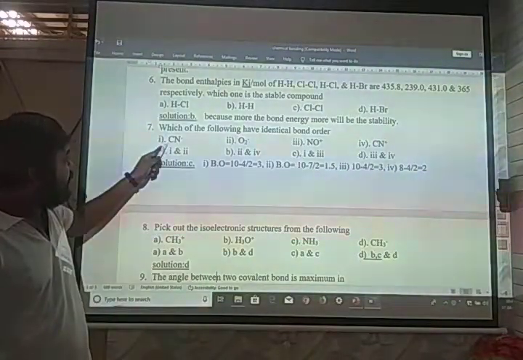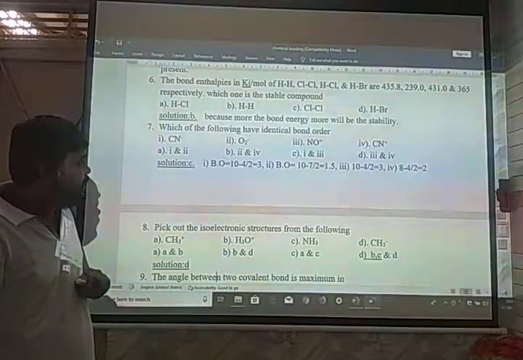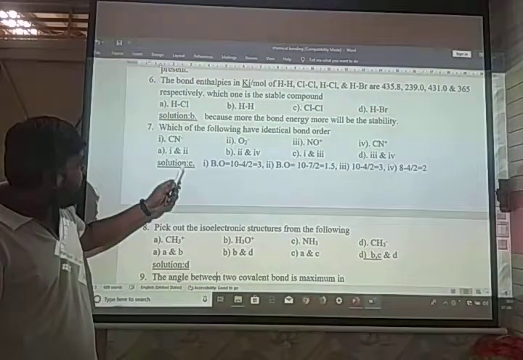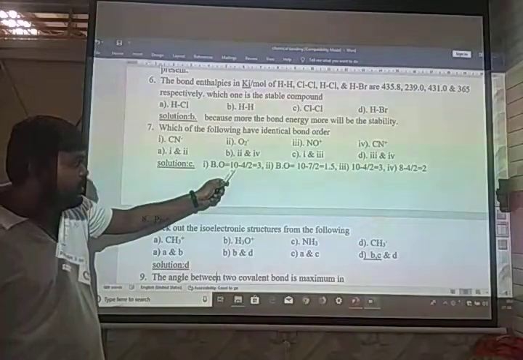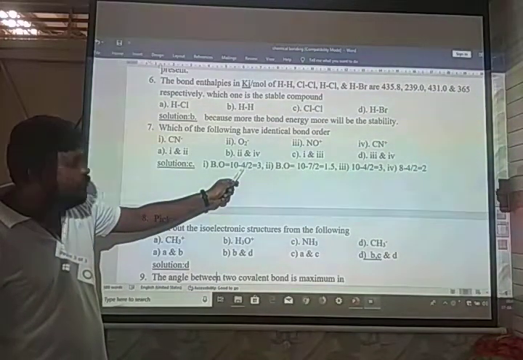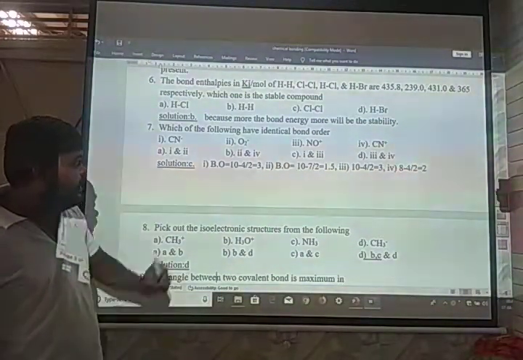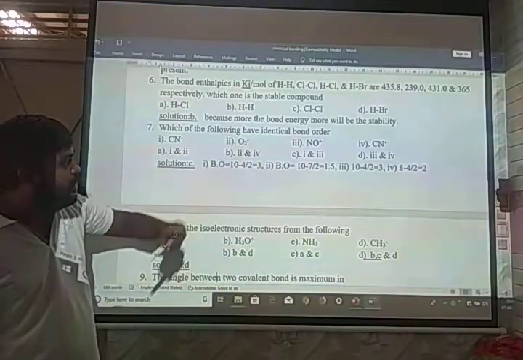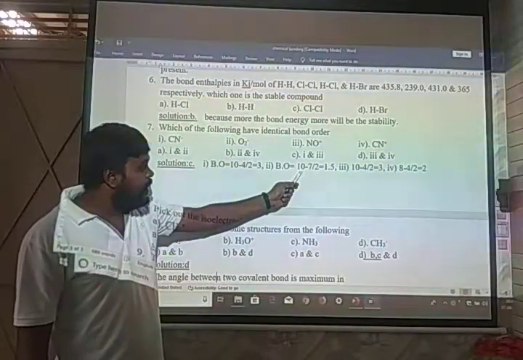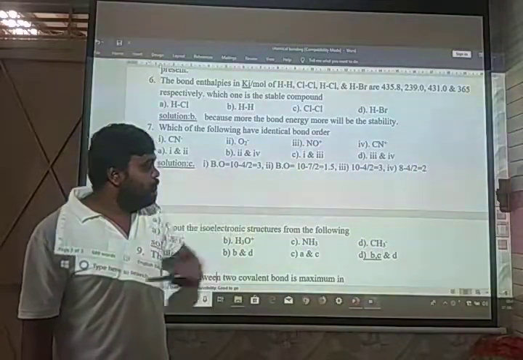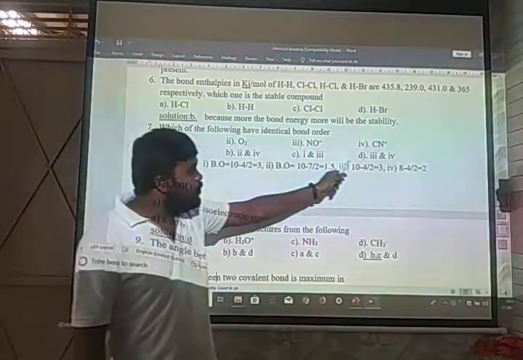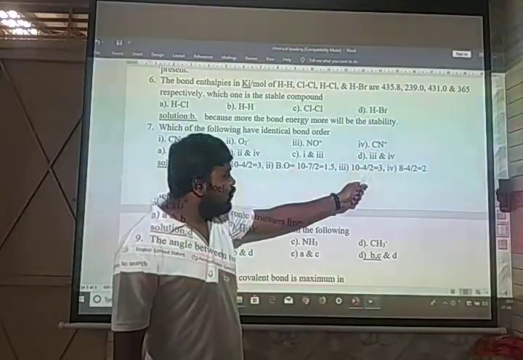So the first one is Cl minus. In case of Cl minus, the bond order is: bonding electrons are 10, anti-bonding electrons are 4, divided by 2, the value is 3. In case of the second option, O2 minus, the number of bonding electrons is 10, anti-bonding electrons is 7, divided by 2, the answer is 1.5.